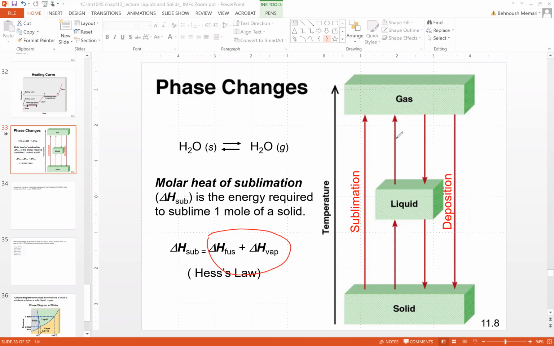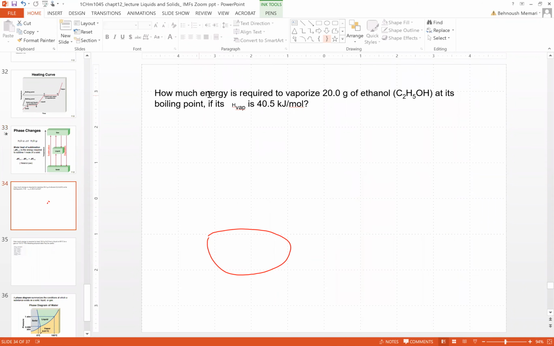So let's look at an example: how much energy is required to vaporize 20 grams of ethanol at its boiling point, and its heat of vaporization is 40.5 kilojoule per mole. So if we have this value in kilojoule per mole and we have grams here, it is a hint for us that it has to be the same unit, right? This is expressed based on the kilojoule per mole of ethanol. So we have to change this to number of moles first.